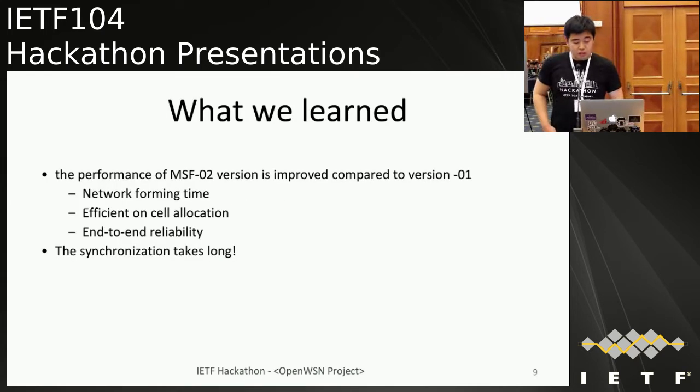So what we learned is that the latest MSF draft version is better than the previous one in 3 aspects: network forming time, cell allocation efficiency, and end-to-end reliability is also increased. We also found a problem: synchronization takes long. That's because of the channel hopping feature. We are continuing to work on this.